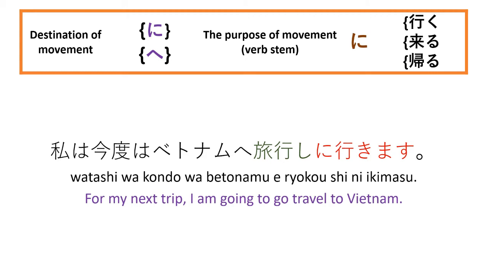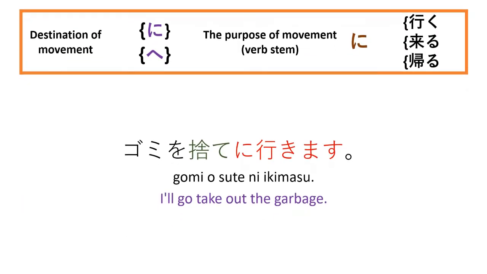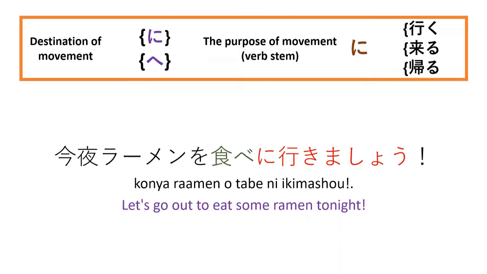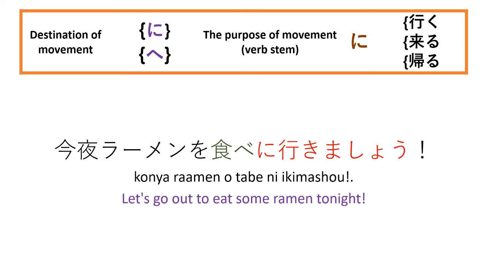私は今度はベトナムへ旅行しに行きます。Here, 旅行し is the verb stem of 旅行します。And the purpose of movement is to travel to Vietnam. ゴミを捨てに行きます。So here the purpose of movement is to take out the garbage. 捨て is the verb stem of 捨てます。今夜ラーメンを食べに行きましょう。So here the purpose of movement is to eat some ramen.